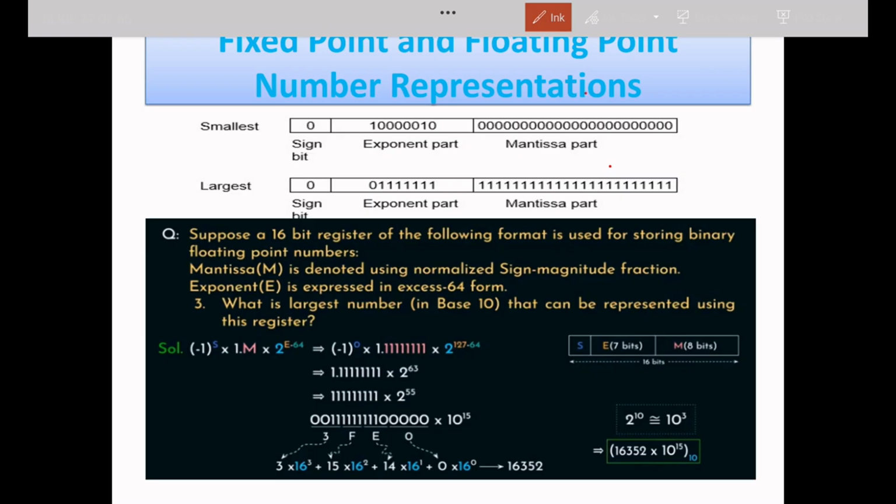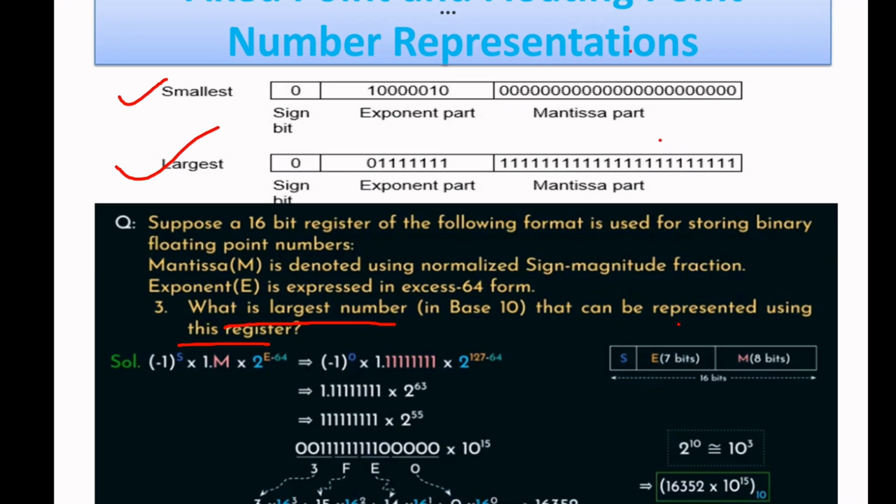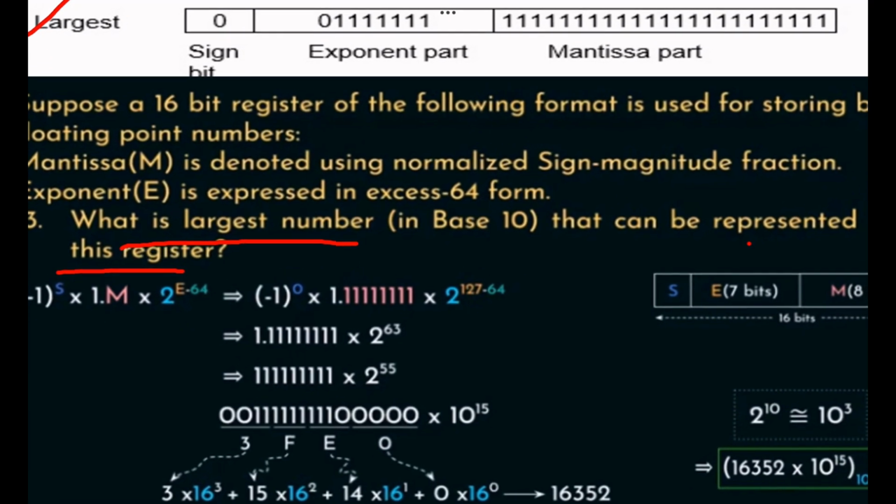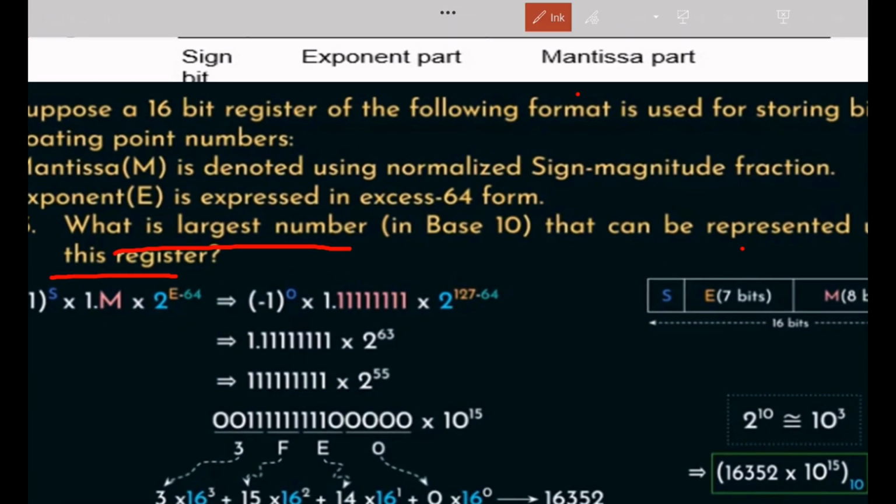Now second, what are the smallest and largest? Again we are discussing the smallest and largest. What is the largest number in base 10 that can be represented using the register? Same question. Already we told, if you want the max number, in the mantissa part you have to write all 1s. For the exponent, here I am writing 2 to the power e minus bias.